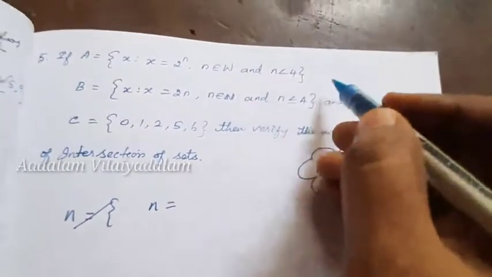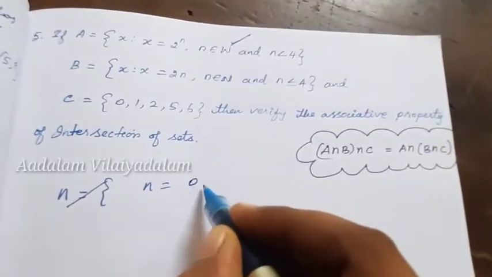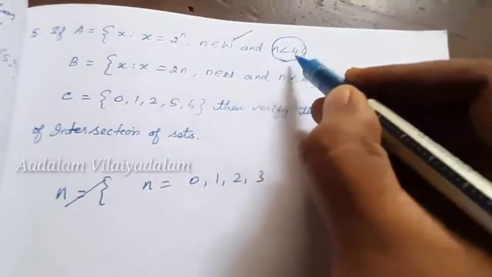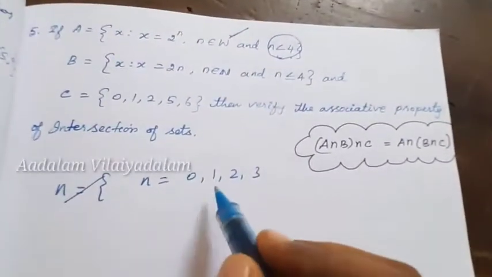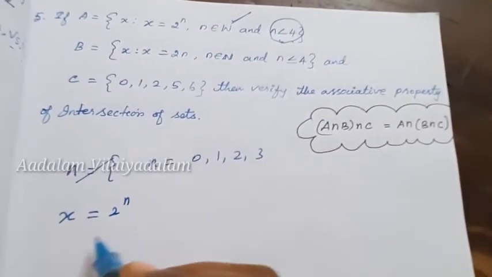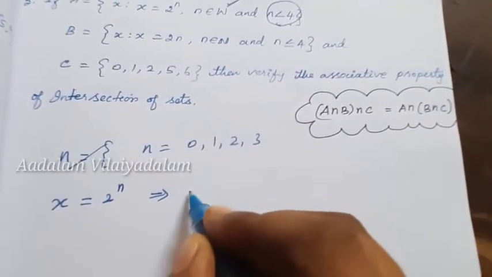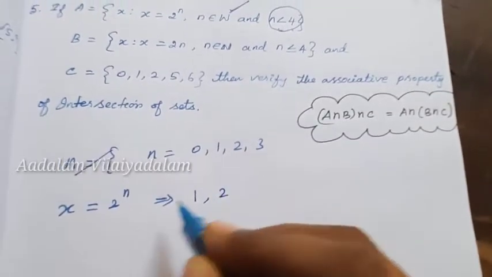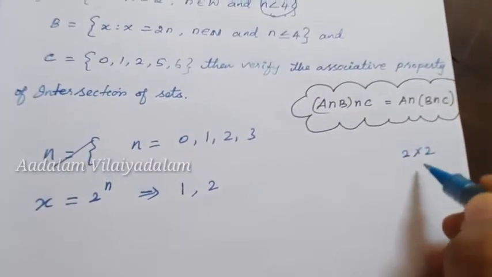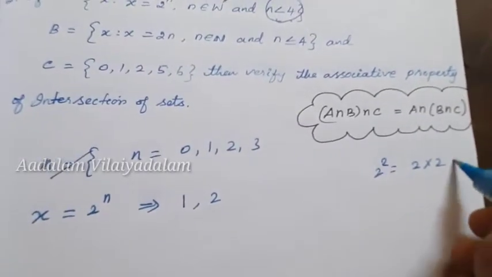Okay, n is less than 4, and it belongs to whole numbers. So therefore 0, 1, 2, 3, because they have mentioned only less than 4. So n values are 0, 1, 2, 3. We are going to substitute these values in x equals 2 power n. What happens when we substitute 0? Anything power 0 is 1. Then 2 power 1 is 2. Then 2 power 2 means 2 into 2, that is 4.